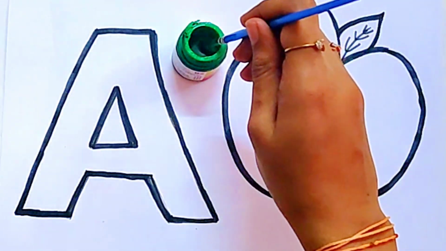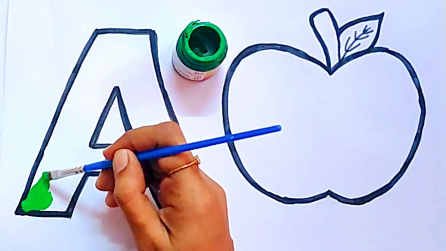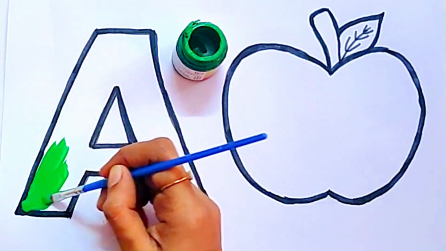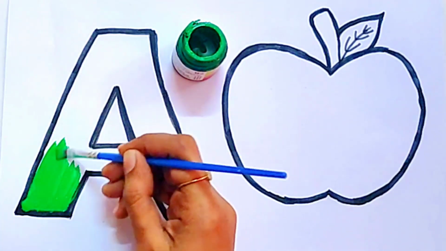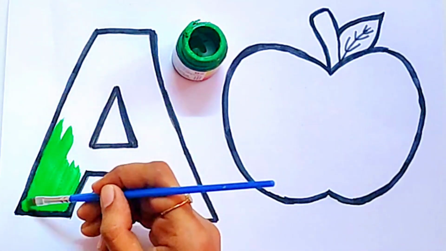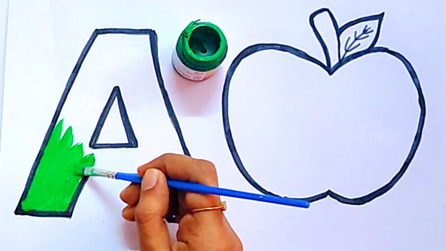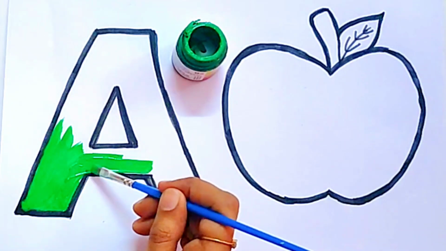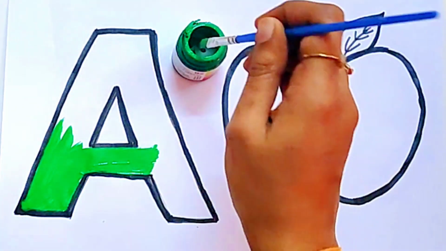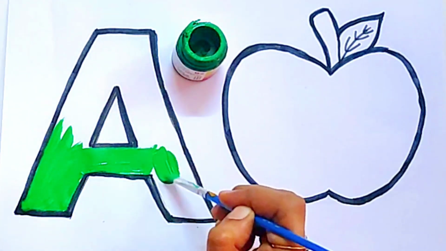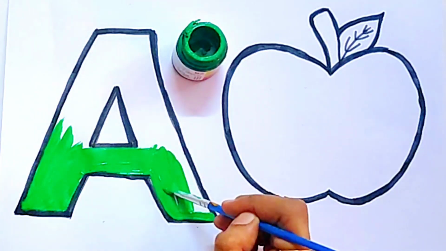Now it is painting time. I'm going to use this green color and color the letter A. This is letter A. Green color letter A. Do you all like painting? I also like it very much.